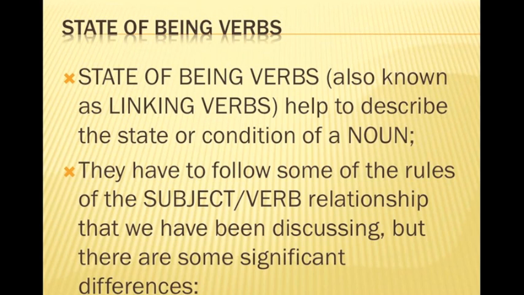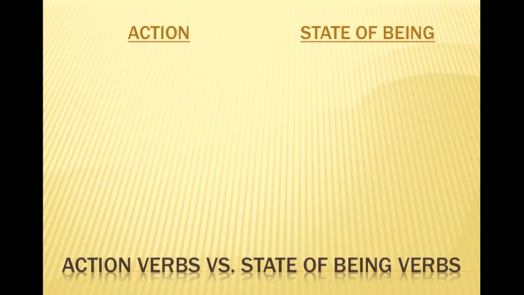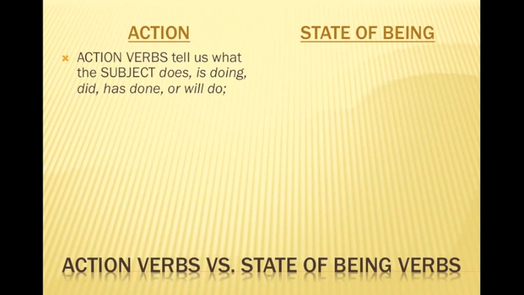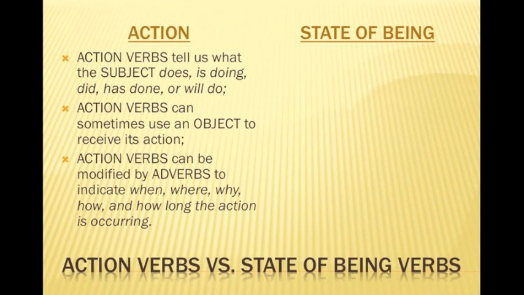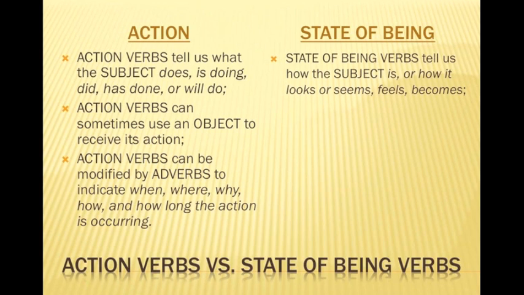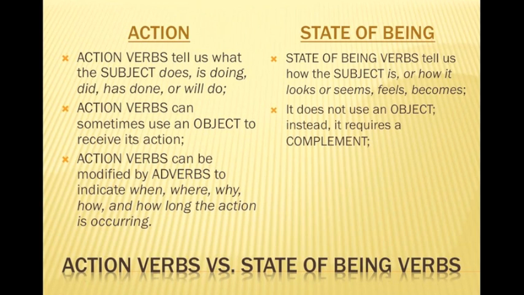They have to follow some of the same rules of the subject-verb relationship that we've been discussing, but there are some significant differences. So for example, action verbs tell us what the subject does, is doing, did, has done, or will do. As we know, action verbs can sometimes use an object to receive their action. And action verbs can be modified by adverbs to indicate when, where, why, how, and how long the action is occurring. State of being verbs, on the other hand, tell us how the subject is, or how it looks or seems, how it feels, or how it becomes.